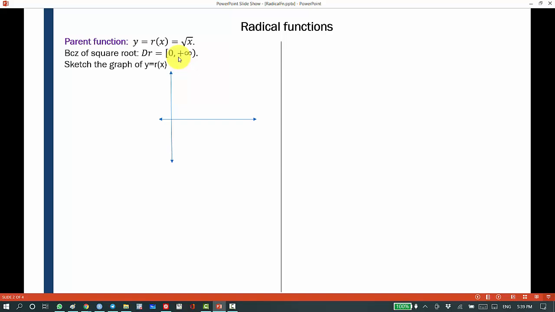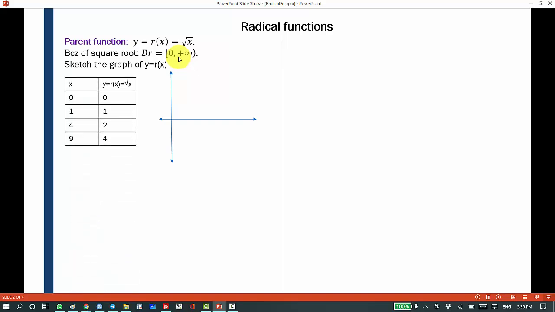To study the behavior of this parent function, let's sketch its graph. For that, we consider the two-dimensional space and give some values to x from its domain and find the square root of those values. Square root of 0 is 0. If x is 1, square root of 1 is 1. If x is 4, the positive square root of 4 is 2. If x is 9, the square root is 3. Putting these values on the xy coordinates, these are (0, 0), (1, 1), (4, 2), and (9, 3). Connecting the points, we get the graph of y equals r of x, which is the square root of x.